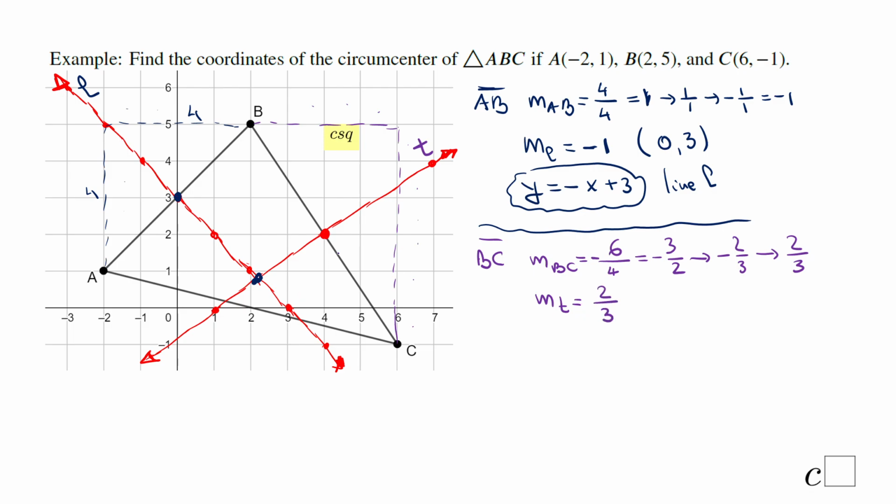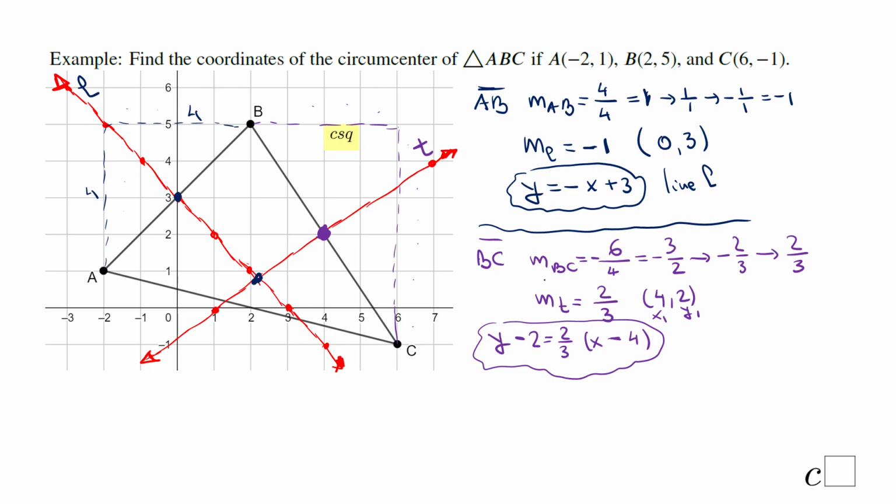And now we need this point. We can use the picture, why not? And that will be 4 and 2. We are not lucky like with the other one. We have to write an equation: y minus y1, which is 2, equals m, 2/3, times x minus x1, which is 4. Okay, now we have these two equations.